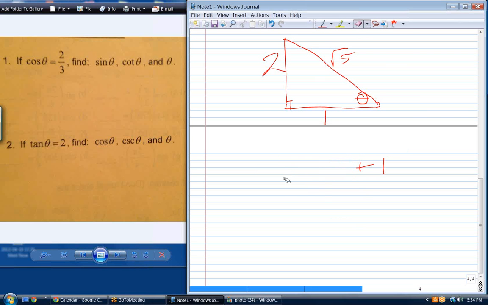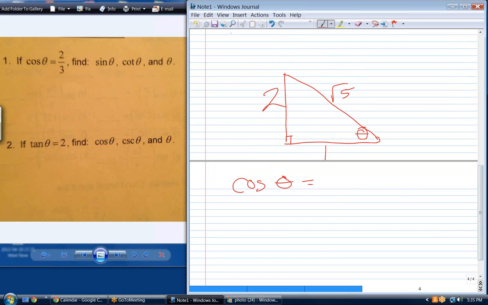Okay, now let's answer their questions. What's the cosine of theta? So the sine, it'd be square root 5 over 2. Cosine is what? Here's something you need to memorize. You don't want to have to think so long on these. You want to know them like you know your name. Okay? So what's cosine?